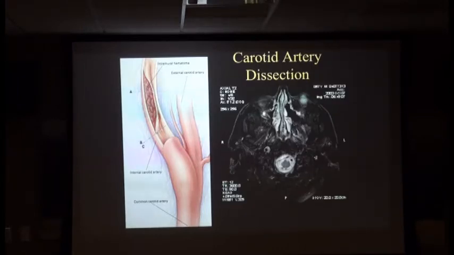This is an MRI. There's a little round black circle over here. I can't see very well. That's one carotid. This is the other carotid artery. This is the inside of the artery. This is the blood in the wall, in a carotid artery dissection. So Horner syndrome can be deadly.